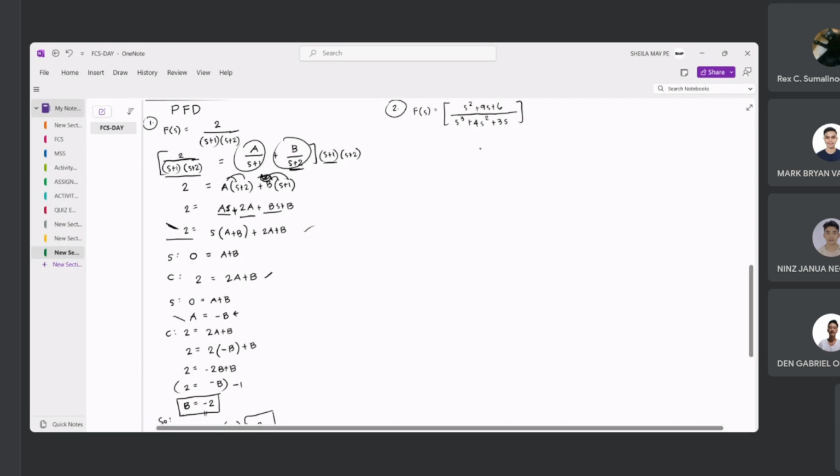Insert it here. So our denominator is s cubed plus 4s squared plus 3s. Okay, walay constant, so basically they have a common term which is s. You factor out s, so what remains is s squared plus 4s plus 3. Now looking at our second term, s squared plus 4s plus 3.